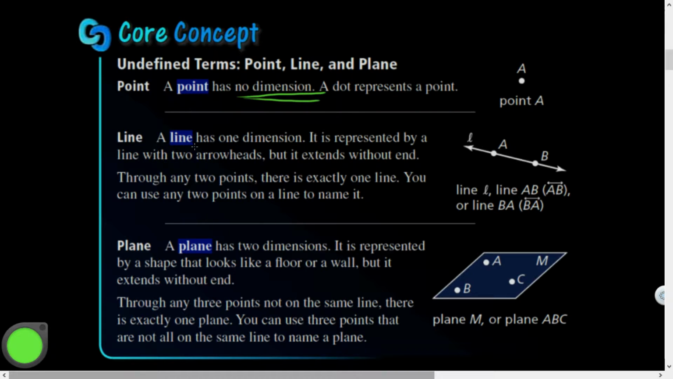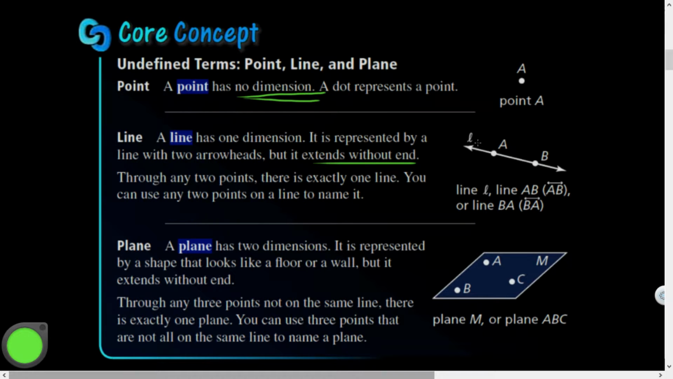A line has 1 dimension. It is represented by a line with 2 arrowheads, so it travels infinitely in both directions. It extends without end, as they said right here, through any 2 points. Now we're referring to a line and to our previous understanding. Through any 2 points, there is exactly 1 line. You can use any 2 points on a line to name it.